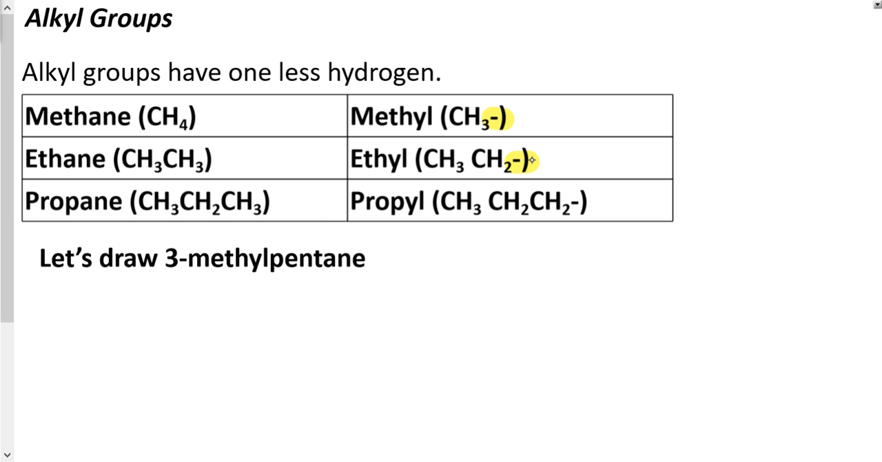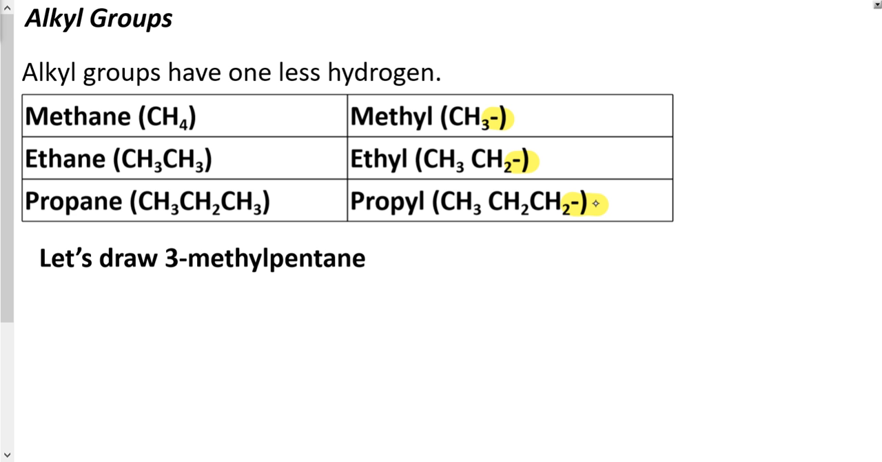Propane, we have 3 carbons, we have 8 hydrogens. Propyl group, we are going to have the same 3 carbons, but instead of 8 hydrogens, we're going to have 7 hydrogens. And the hydrogen that is missing, we're going to have an empty bond, and that bond is going to be used to join the whole group into a new chain.